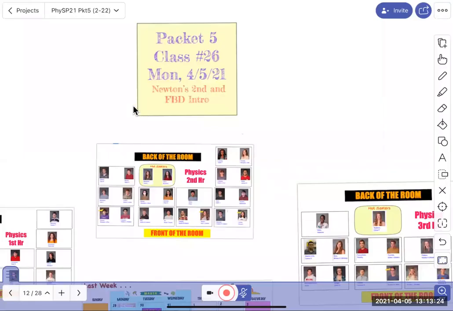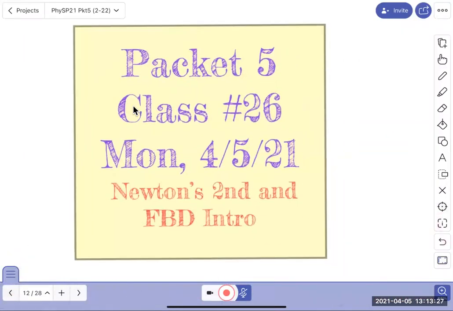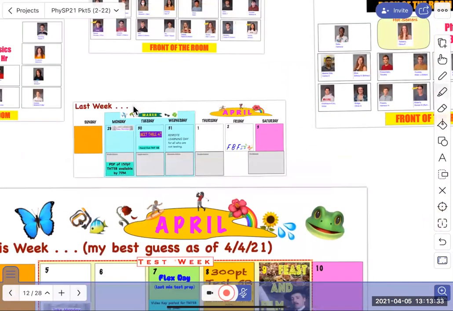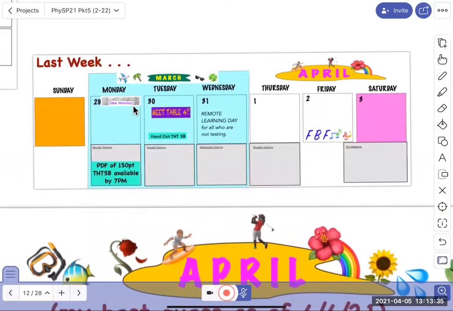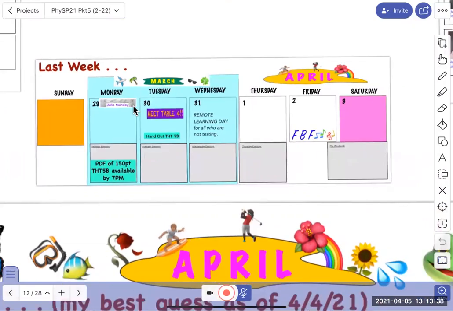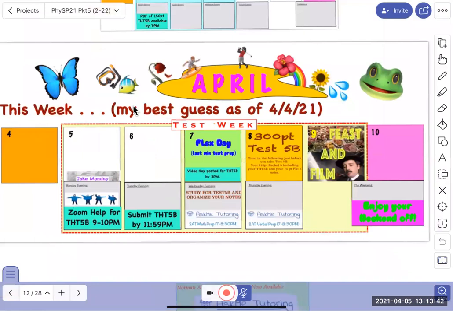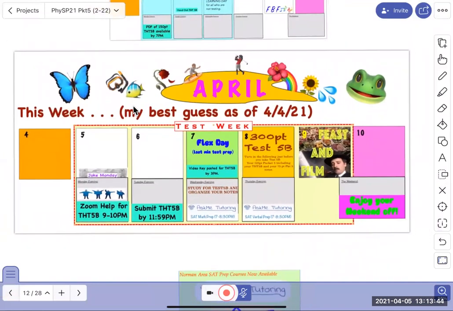All right. So today it's the Packet 5 class 26. Last week, not a whole lot going on. This week is huge. There's only 3 of these weeks in a semester, 3 test weeks. First one we had in February. Now we have this one in April. The next one is not till finals. So there's only 3.